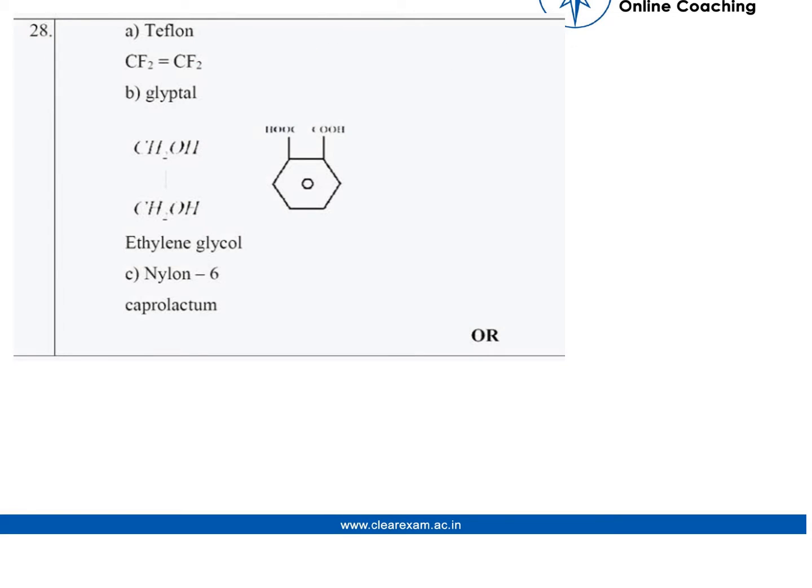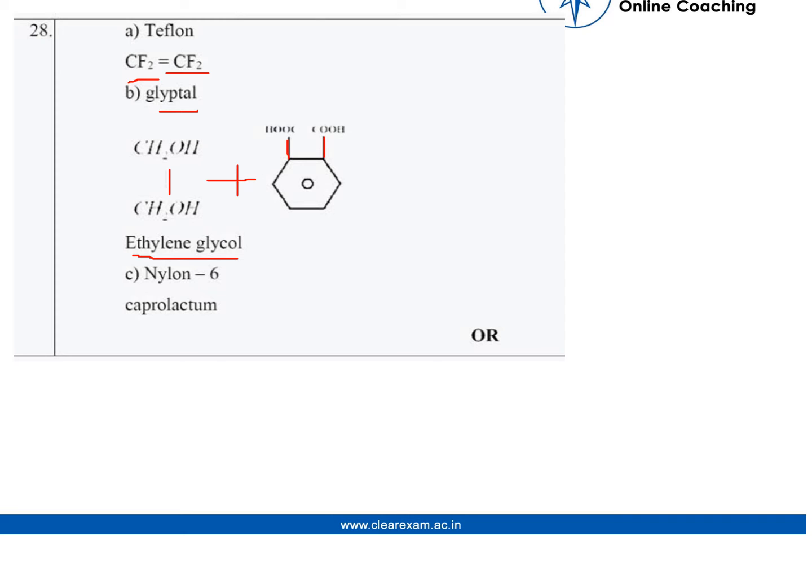So here the monomer used for Teflon is CF2=CF2. For Terylene we use two types of monomers. One is ethylene glycol, which is CH2OH-CH2OH with a single bond, and the other one is a benzene with two COOH groups on the adjacent positions, the ortho and para positions of a benzene.